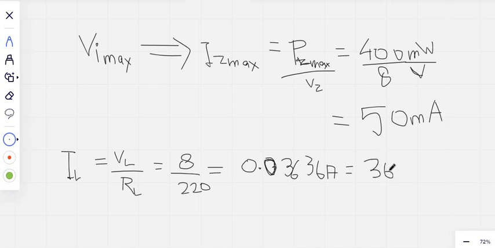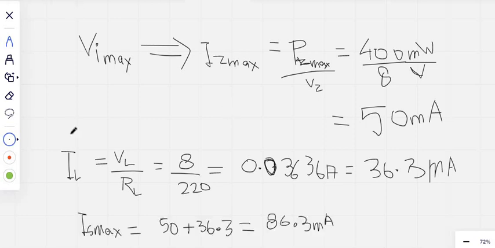We have got the value of Iz maximum, which is 50 milliampere. Let's add them and calculate the value of IR or Is maximum, the current flowing through the limiting resistor. So 50 plus 36.3 is 86.3 milliampere. Is maximum is 50 plus 36.3. This is what we get, 86.3 milliampere. We can orally calculate it. It's so simple. And now we need to put the values in the equation of Vi maximum.